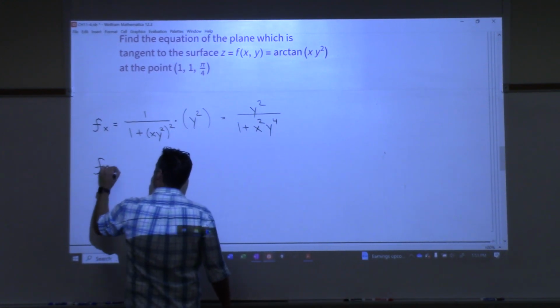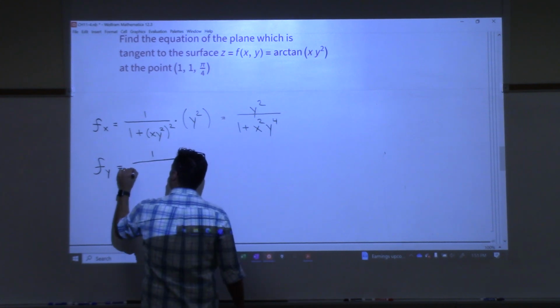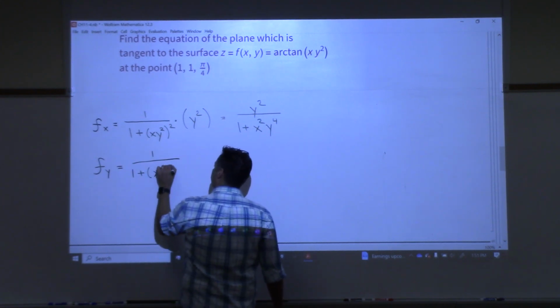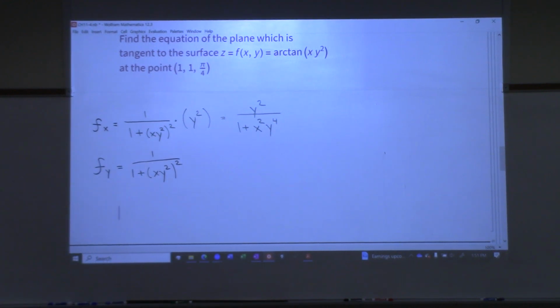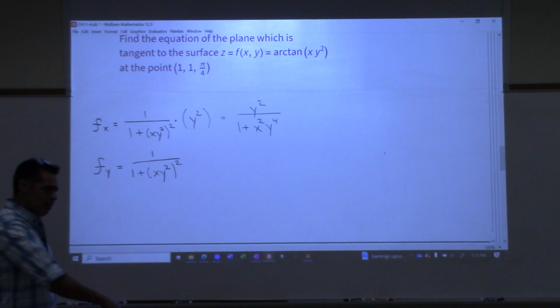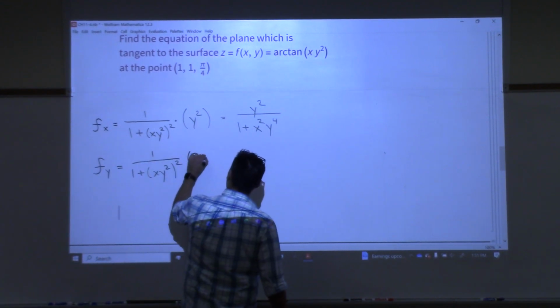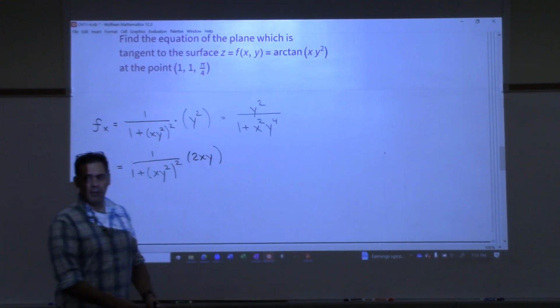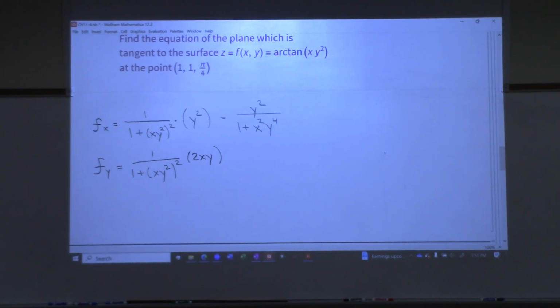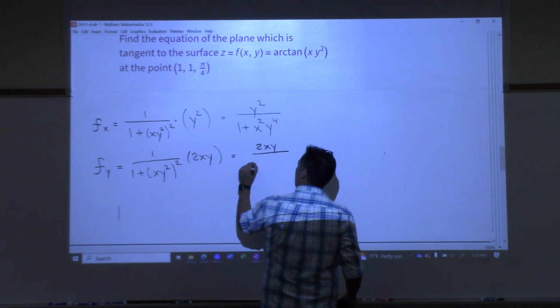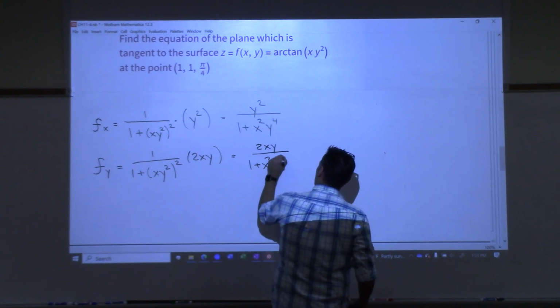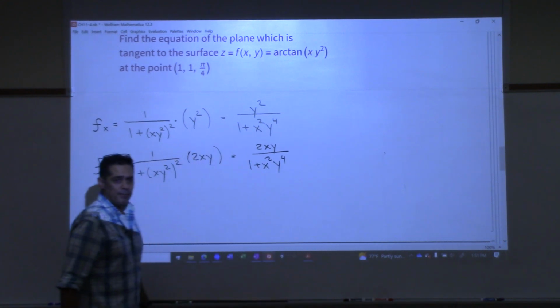Now let's look at the partial with respect to y. Nothing changes on the first step. I still have to do the derivative of arctan first. The part that's different is that now x is a constant, right? So I have to take the derivative of y squared, which is 2y, and then hit it with the x. So 2xy. And putting that together, that's 2xy on top of 1 plus x squared y to the fourth. All right, those are my two partials, right?